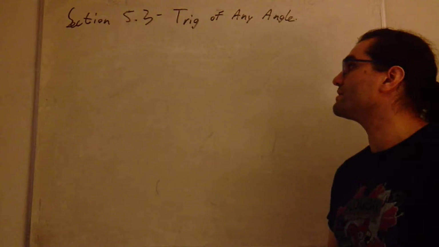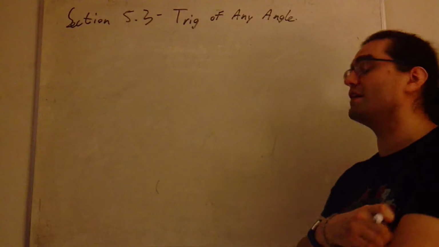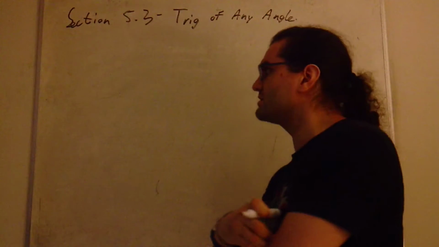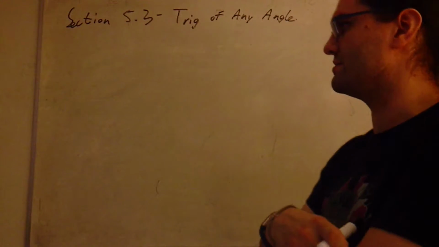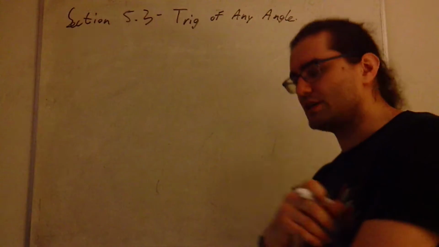Today we're working on section 5.3. 5.3 is titled Trig of Any Angle. I used to hate that name, but I am warming up to it. It's actually a pretty descriptive title once you figure out what's really going on in this section. Before we figure that out, I need to tell you about a couple triangles.